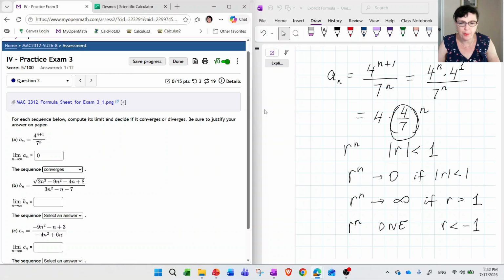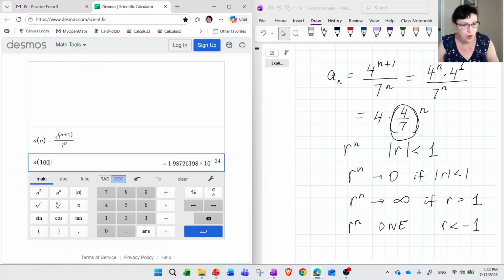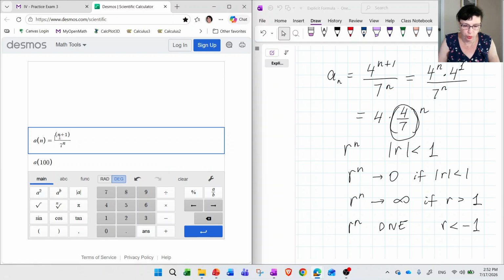Now, what would have happened if you had them reversed? If you had 7 on the top and 4 on the bottom, what would have happened then? Well, it would diverge and go to positive infinity. So let's look at that. Let's start with 1. Let's go to 10.